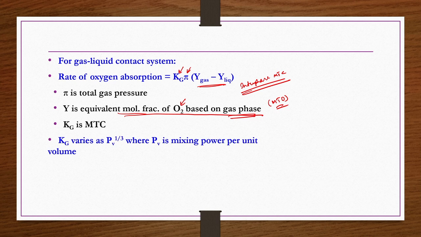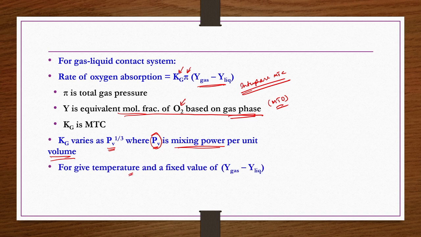Here this mass transfer coefficient varies as the cube root of PV, where PV is nothing but the mixing power per unit volume. Per unit volume of the system, whatever liquid you have taken, PV indicates mixing power. Since it is mixing power, if it increases, the rigorous nature of the mixing would be increasing. That is what you can understand from the definition of PV.